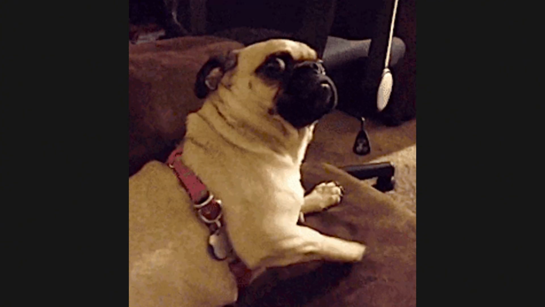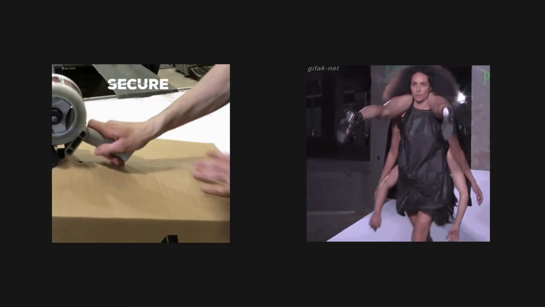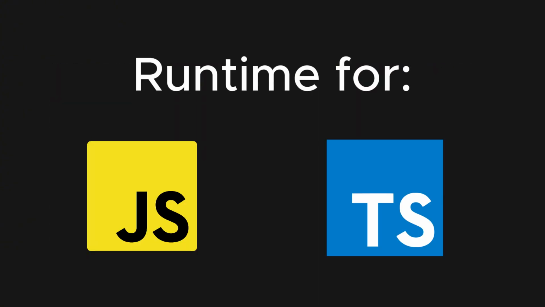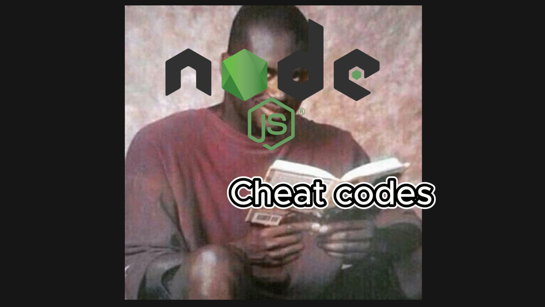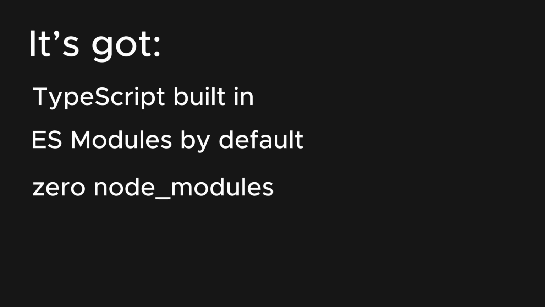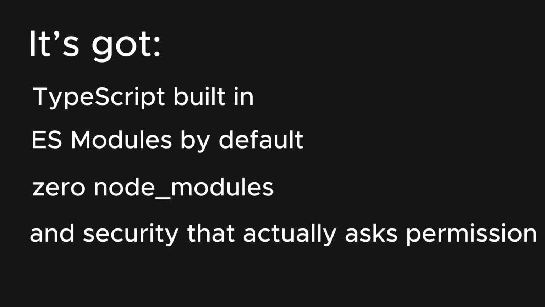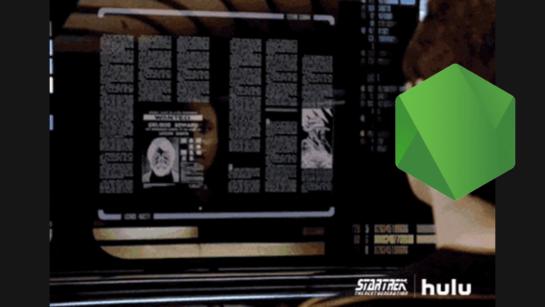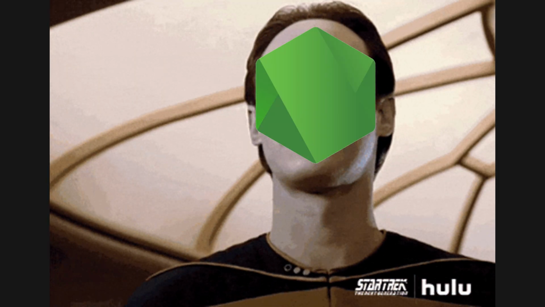So, what even is Deno? It's a secure modern runtime for JavaScript and TypeScript, like a Node reboot, but with cheat codes embedded. It's got TypeScript built in, ES modules by default, zero node_modules, and security that actually asks permission before doing shady stuff like reading your files. Shocking, I know.